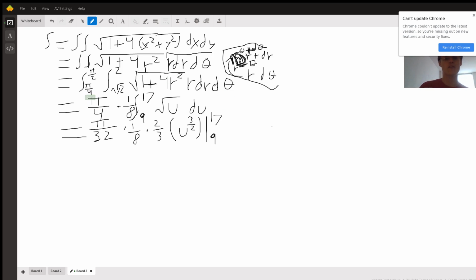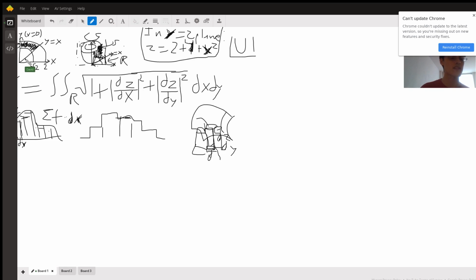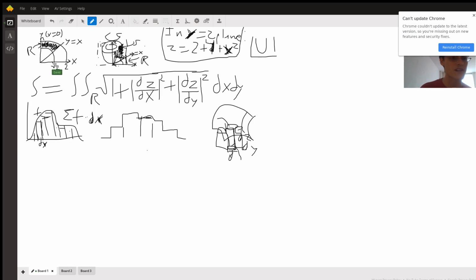Well, in our region R, if we recall from board 1, it looks like this, right? And I don't know why it's randomly drawing things. This is very strange. I think this is some problem with the Wyzant whiteboard. Okay, well, there we go. It's gone. So probably I'm just doing something that makes it hold down.